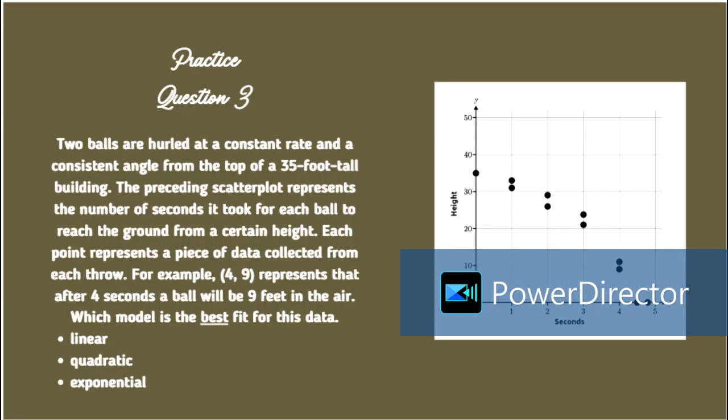Practice question 3. Two balls are hurled at a constant rate and a consistent angle from the top of a 35-foot tall building. The preceding scatter plot represents the number of seconds it took for each ball to reach the ground from a certain height. Each point represents a piece of data collected from each throw. For example, 4-9 represents that after 4 seconds, a ball will be 9 feet in the air. Which model is the best fit for this data?